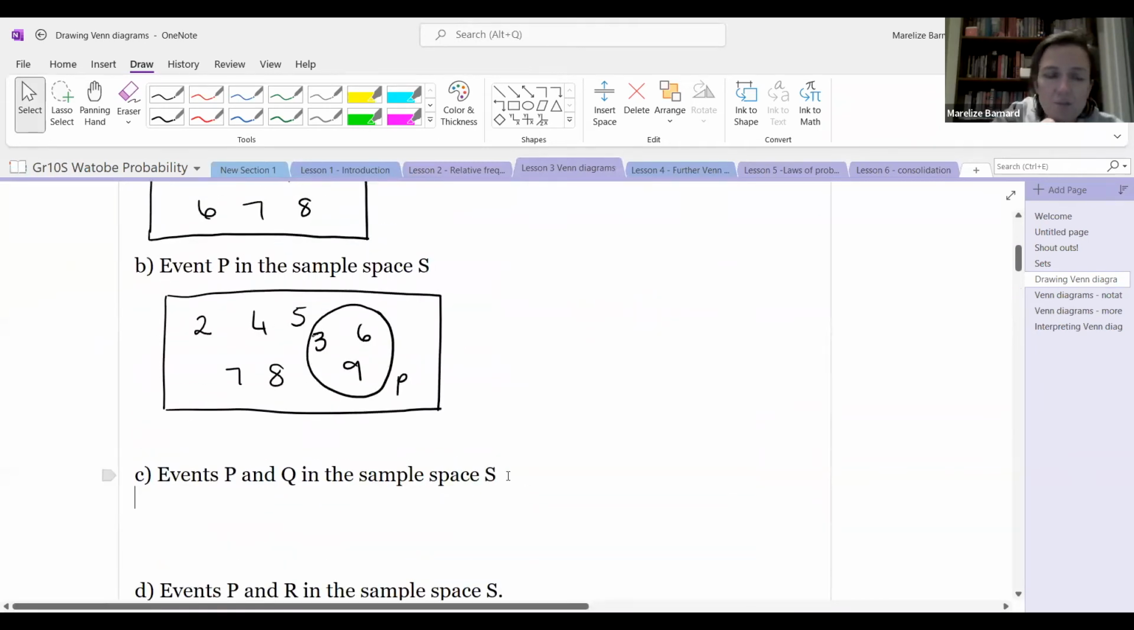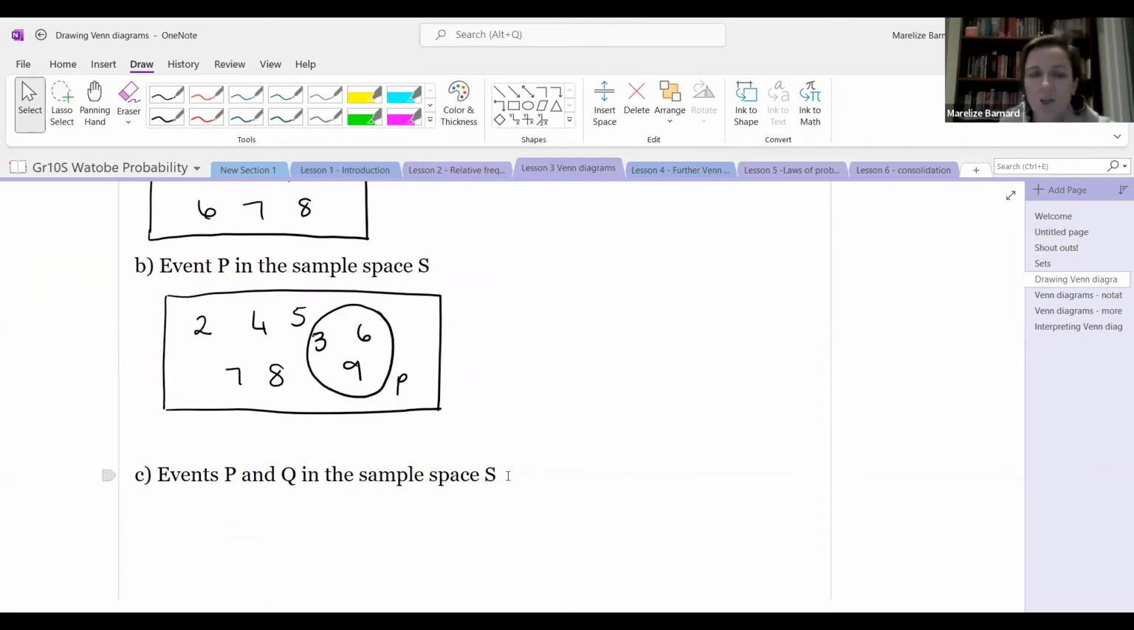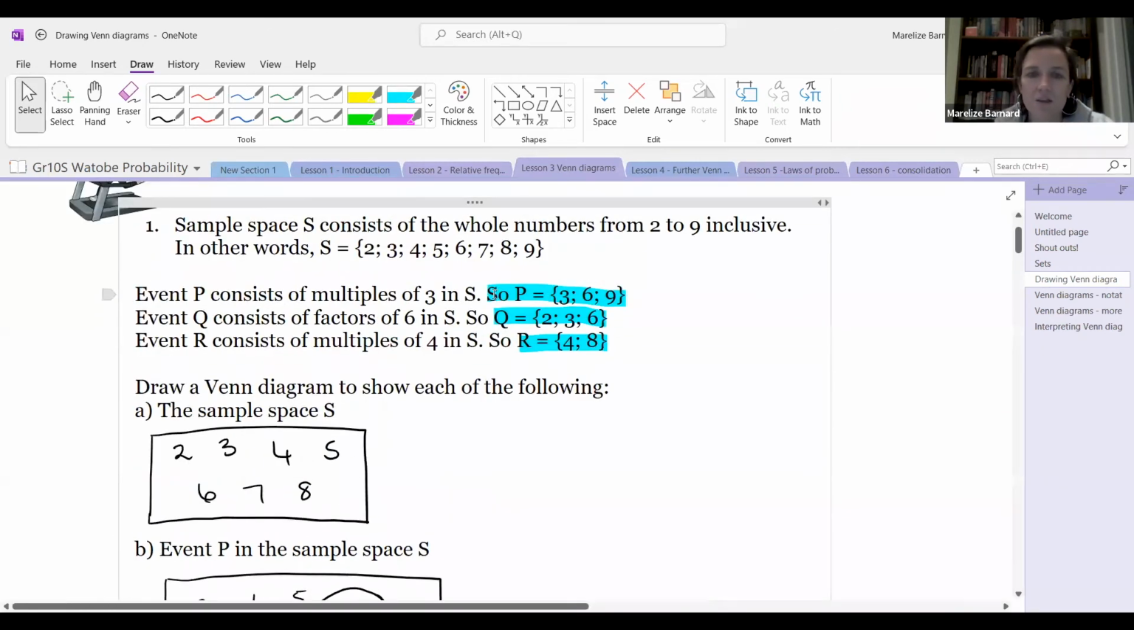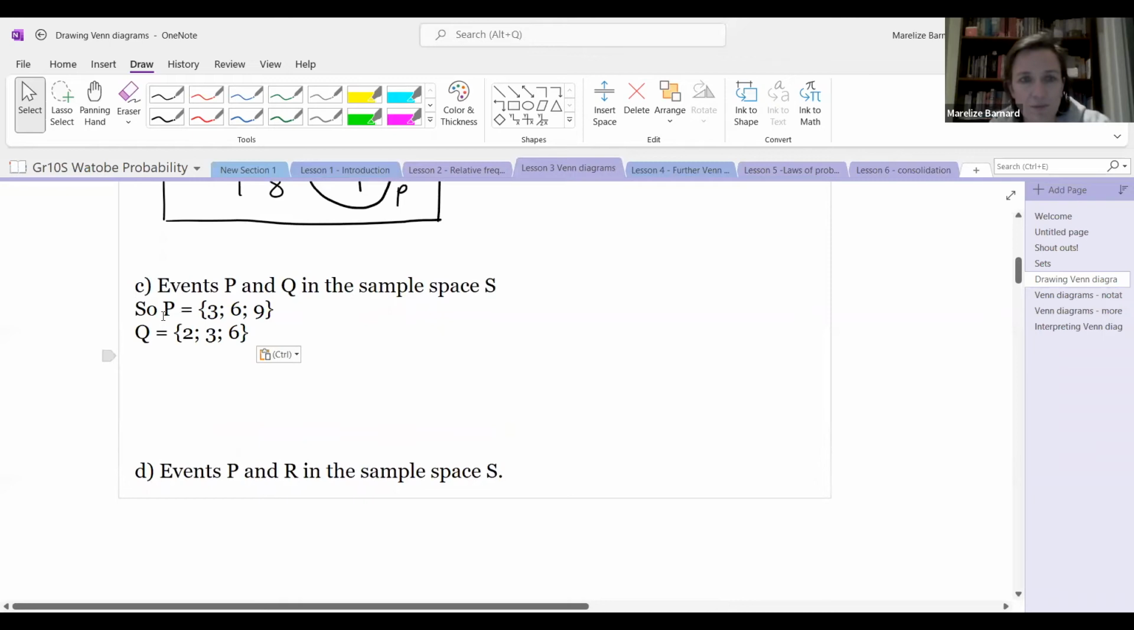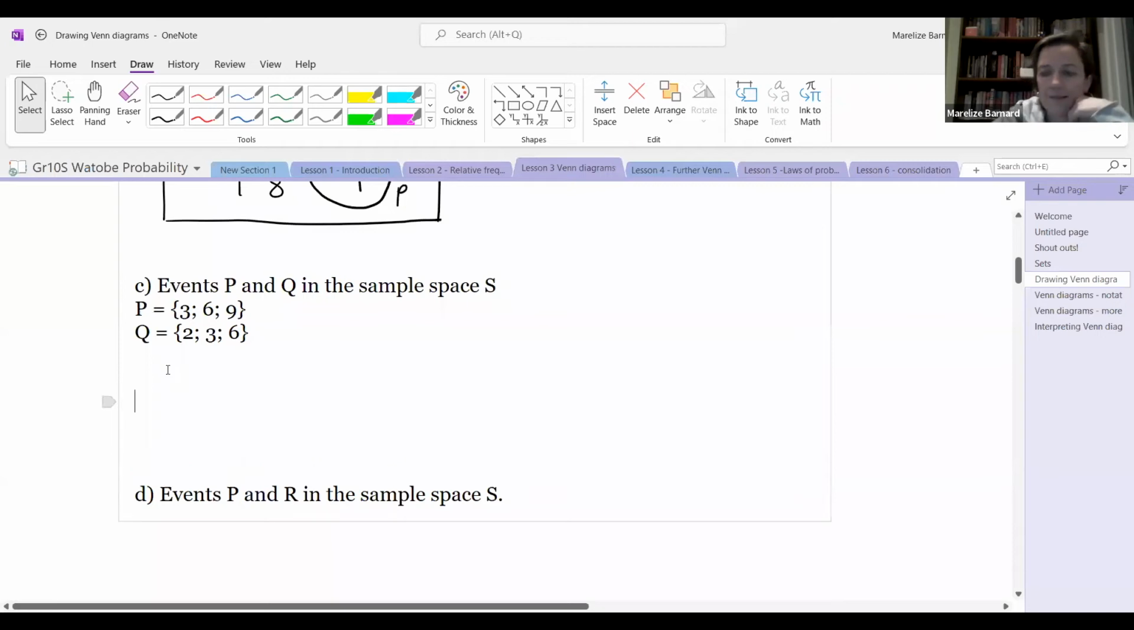Okay, I'm going to give you 20 seconds to do the next one on your own. Events P and Q in the sample space S. So P, let me just copy this down. Then you can see what it is. P and Q in the sample space S. Yes, there's our word and.